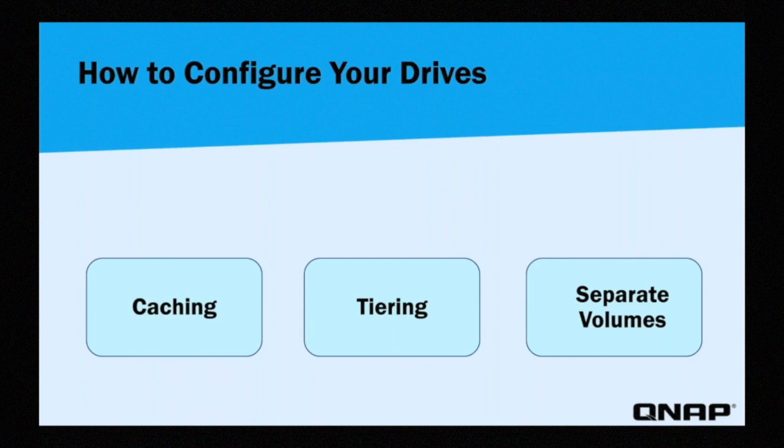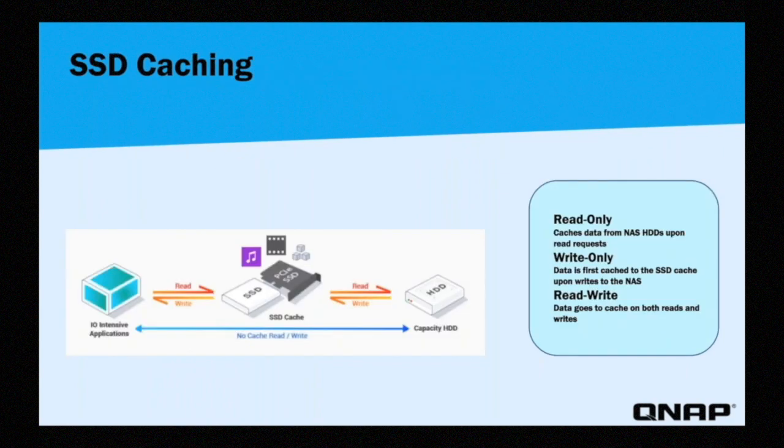There are 3 options for this with a QNAP. So you can set up an entirely different storage pool with the SSDs. You can create a cache with the SSDs, or you can set up tiering with the SSDs. So when using SSD caching, data will be temporarily copied to the SSDs for quicker access. QNAP supports read-only, write-only, and read-write cache types.